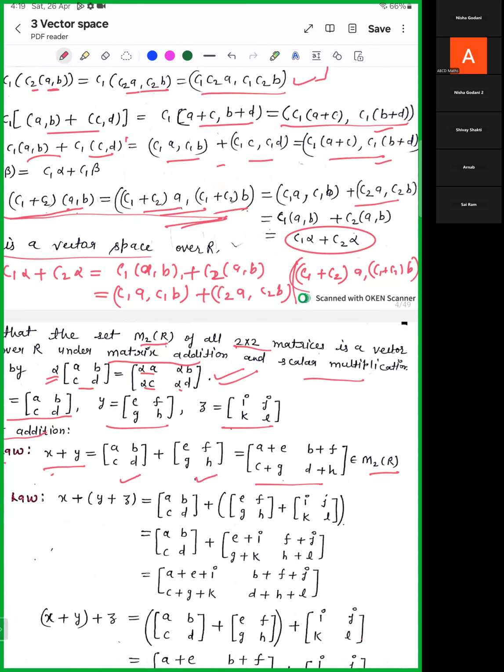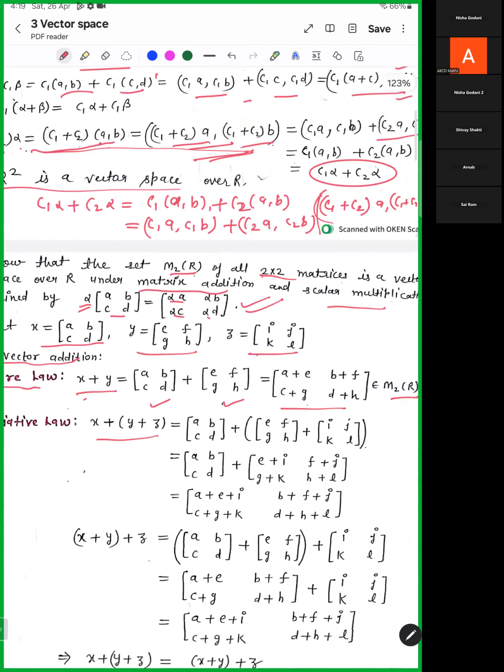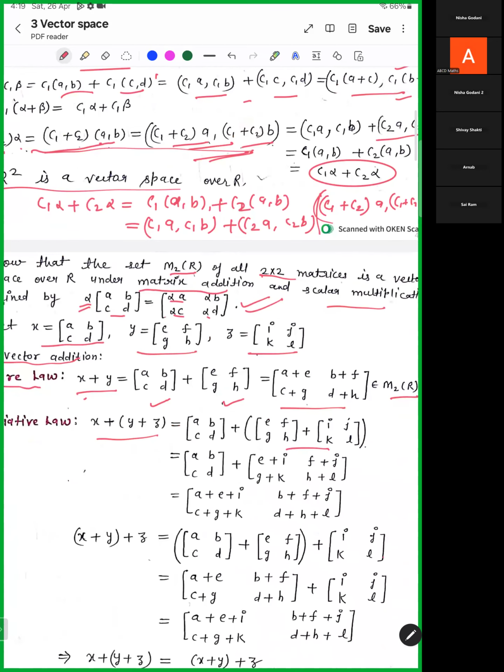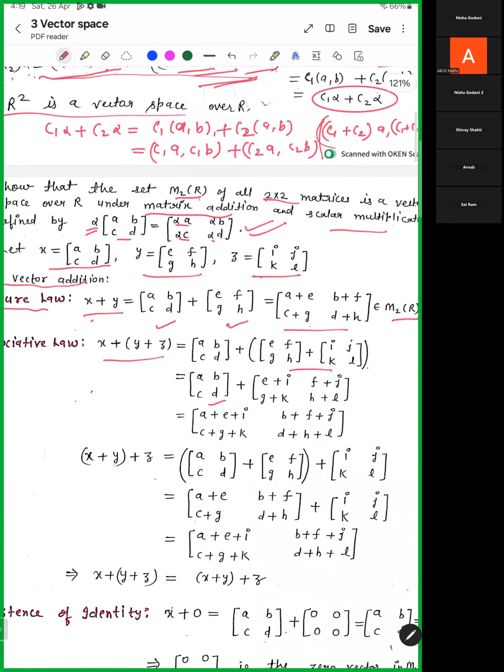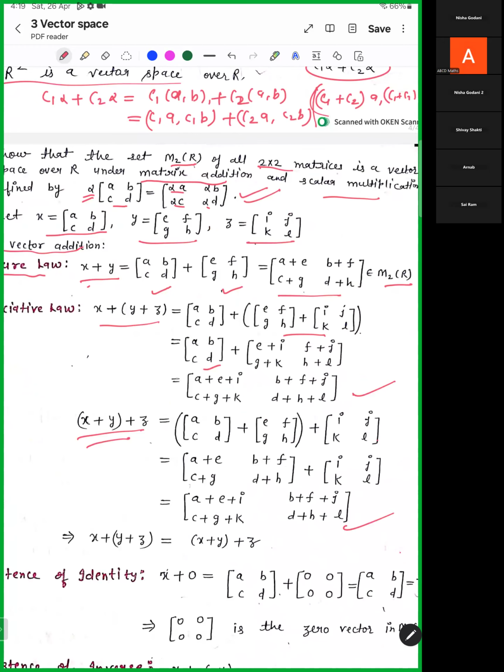Now, associative law. If you add first y and z matrix, then add x, or if you do addition like this, x plus y first, then z, then you will see that both are same. Okay, so associative law is satisfied.